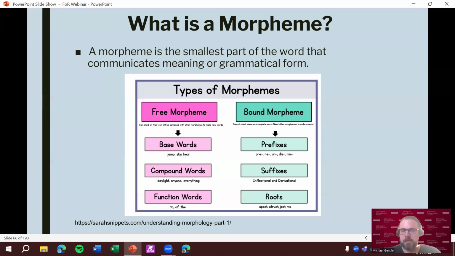So in the word, let's say struct, struct is not a word, but many words use the root struct in combination with construct, destruct, restruct, etc. So those are morphemes, the smallest unit of meaning. We have free morphemes, which can stand on their own, and we have bound morphemes, which need to be attached to other morphemes. They do not stand on their own.